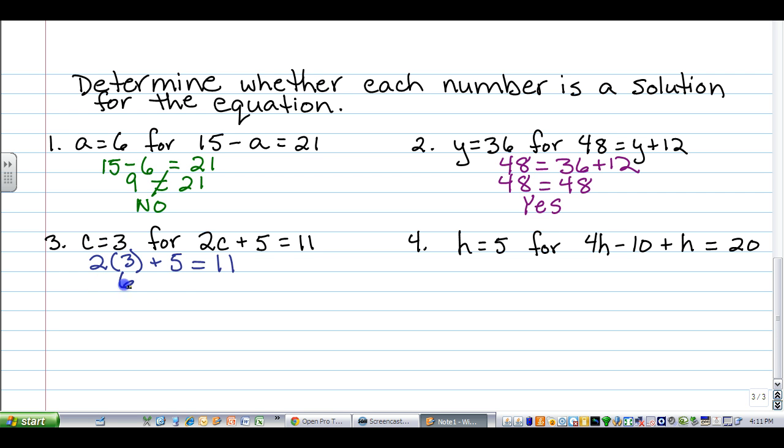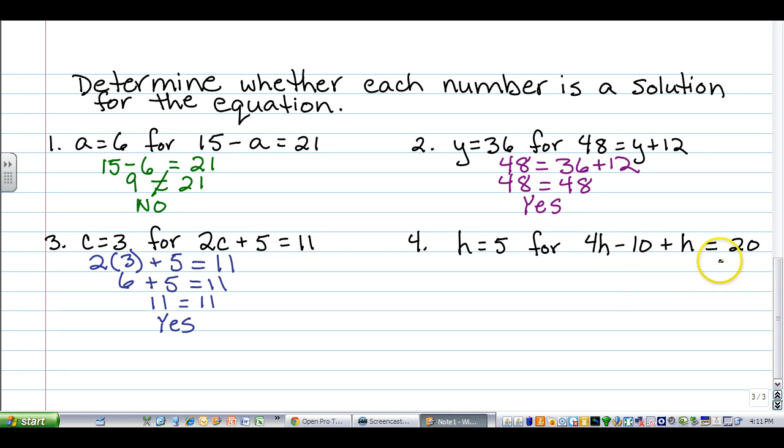2 times 3 is 6. 6 plus 5, does that equal 11? And yes, it does. So is this a solution? And the answer is yes. So this number is a solution. And the last one we'll do together before you do a couple on your own is number 4.